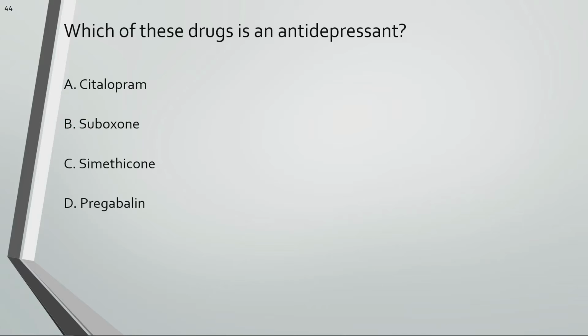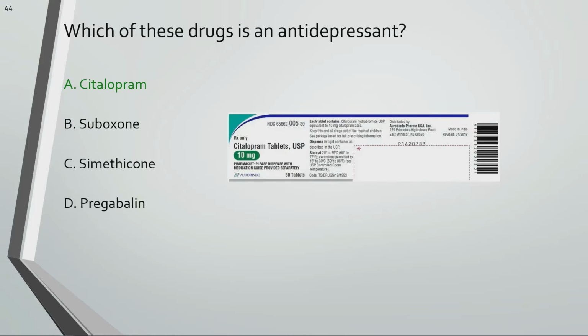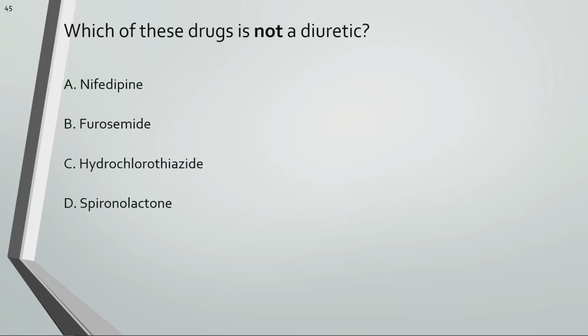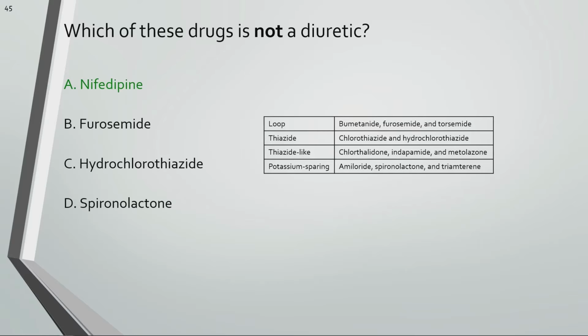Which of these drugs is an antidepressant? Citalopram is an antidepressant. Which of these drugs is not a diuretic? Nifedipine is not a diuretic. It is used for hypertension and angina. Diuretics are used for hypertension and edema or to reduce swelling caused by excess water retention. There are a few different types of diuretics as shown in this table.